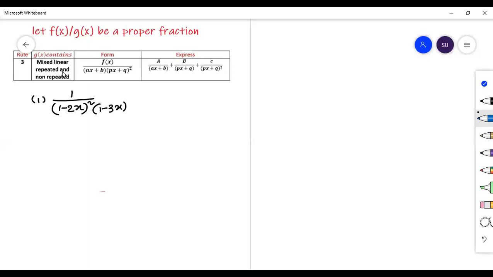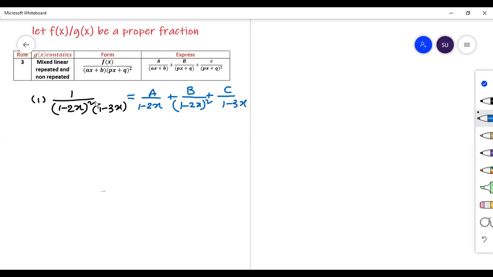Resolve 1 by (1 minus 2x) whole square into (1 minus 3x). Okay, here see 1 minus 2x is repeated, linear only because there are no x square terms here. Linear repeated, and this one is non-repeated. So mixed. For that, how to write this one? First write down A by, B by, C by. First start with repeated, so that is A by 1 minus 2x. Second term will be B by (1 minus 2x) whole square, and last one is C by 1 minus 3x.